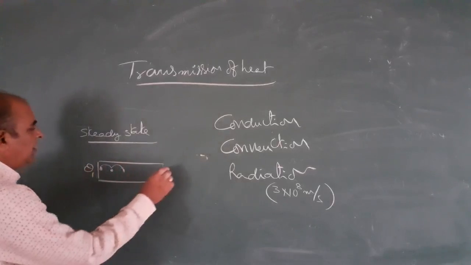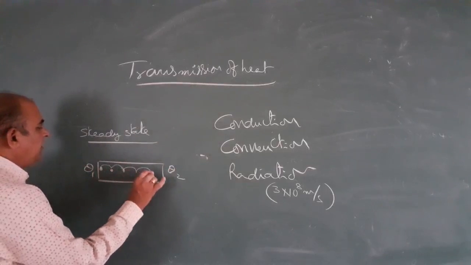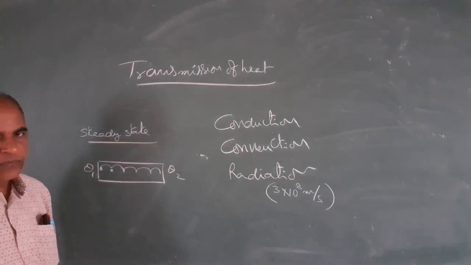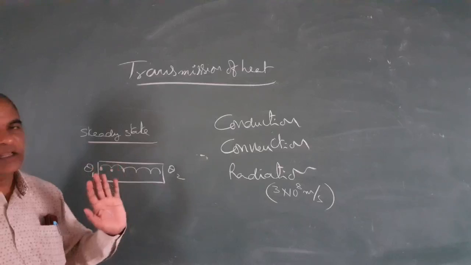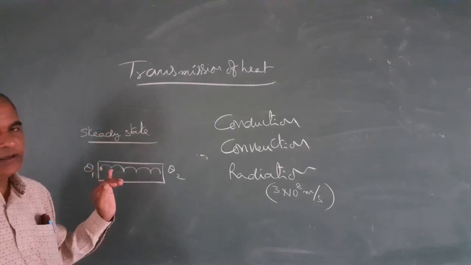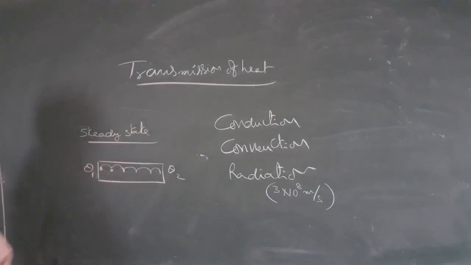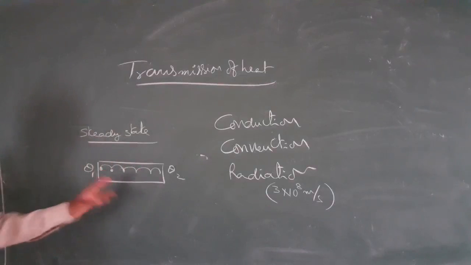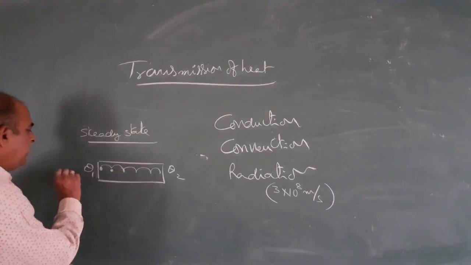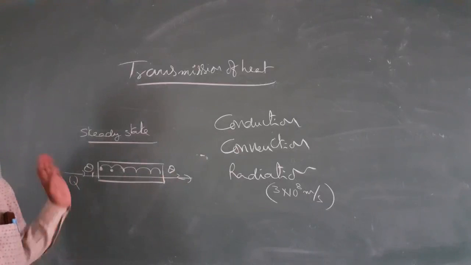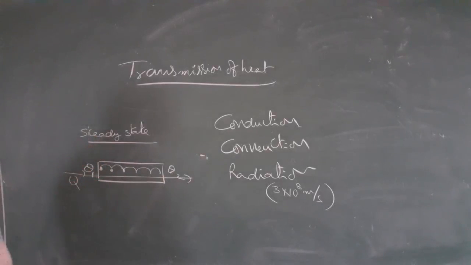Here temperature theta 1, here temperature theta 2, then whatever heat they take is completely transferred to the next particles and the temperature of the rod cannot increase. That state is called steady state. The temperatures at the ends of the rod remain constant. Whatever heat energy is given, it can transfer from one end to the other end. That state is called steady state. In the steady state, the temperature gradient is constant.